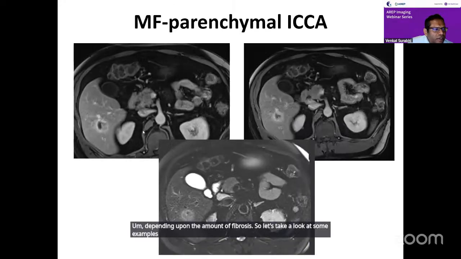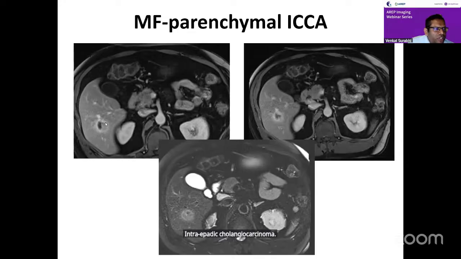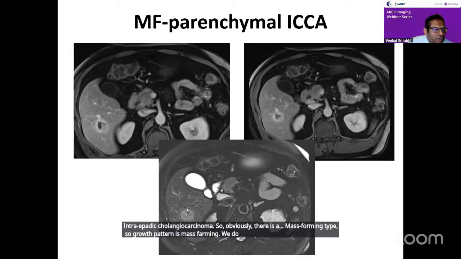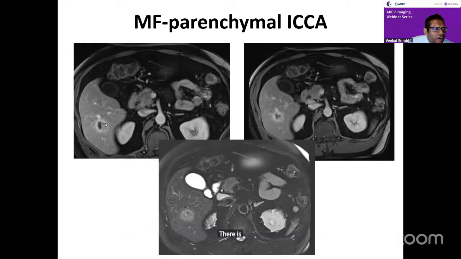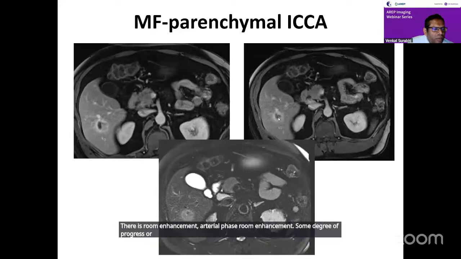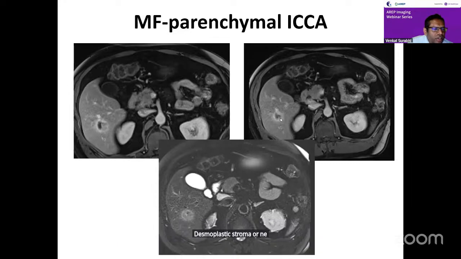So this is a biopsy-proven small duct type of intrahepatic cholangiocarcinoma. Obviously it is a mass forming type, so growth pattern is mass forming. We do not see any biliary dilation. These are T2 weighted images, a T2 intermediate signal intensity lesion, fairly well circumscribed. There is arterial phase rim enhancement. Some degree of progressive enhancement is present. Obviously, there is some kind of desmoplastic stroma or necrosis in the central part of the tumor.